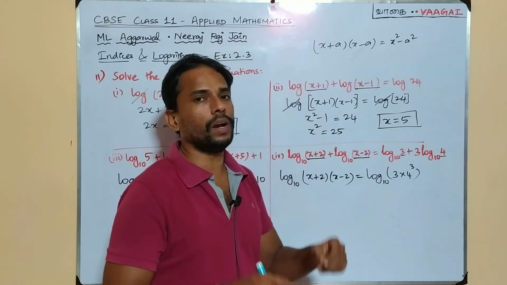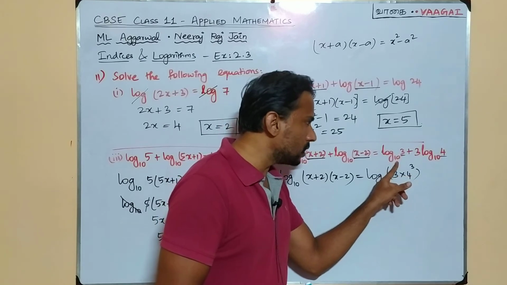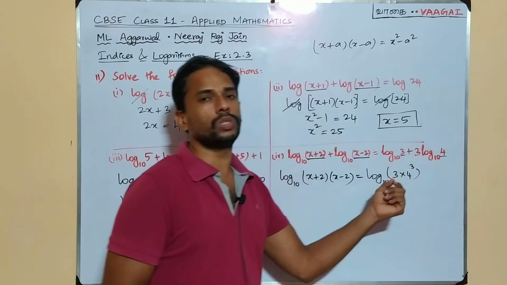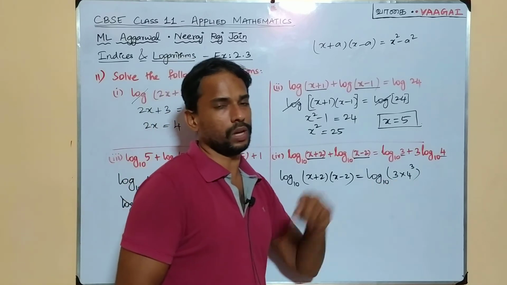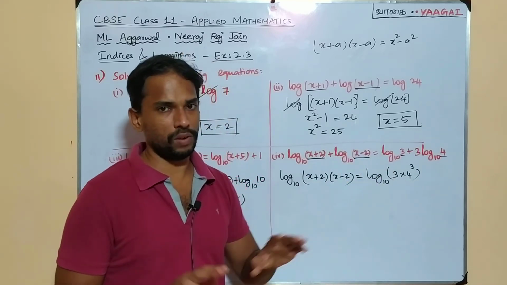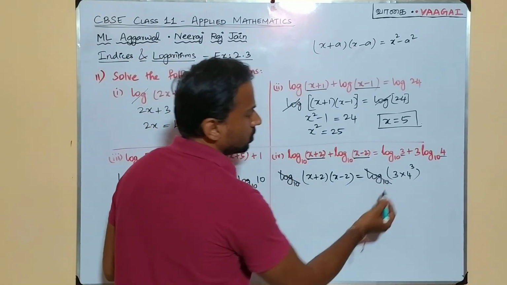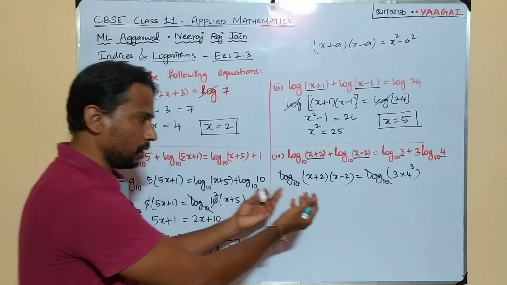So that means now what can I do? I have log 3 to the base 10 plus log 4 cube to the base 10. I can clamp those two using the product rule. That's the step I'm doing here. Fine. Next, as usual, I can just cut this and this. Is it or not? Like how we did here. The same thing I'm doing here.